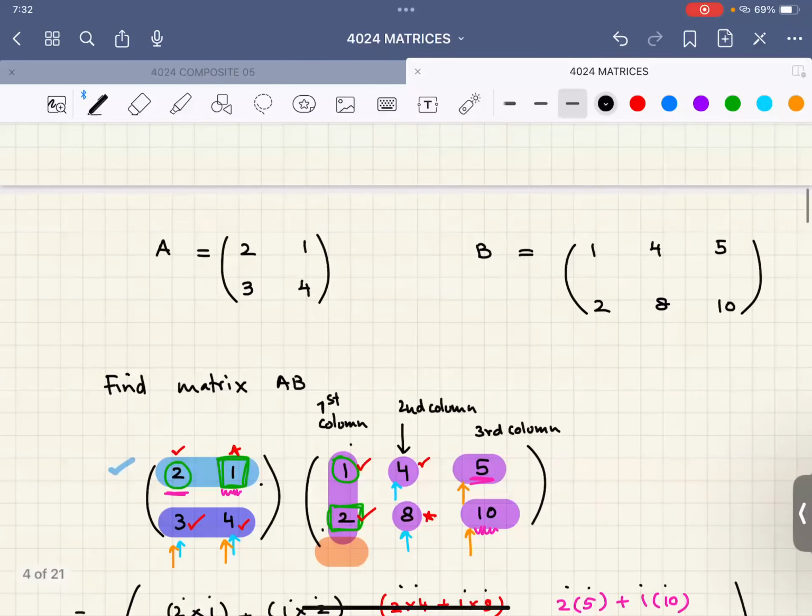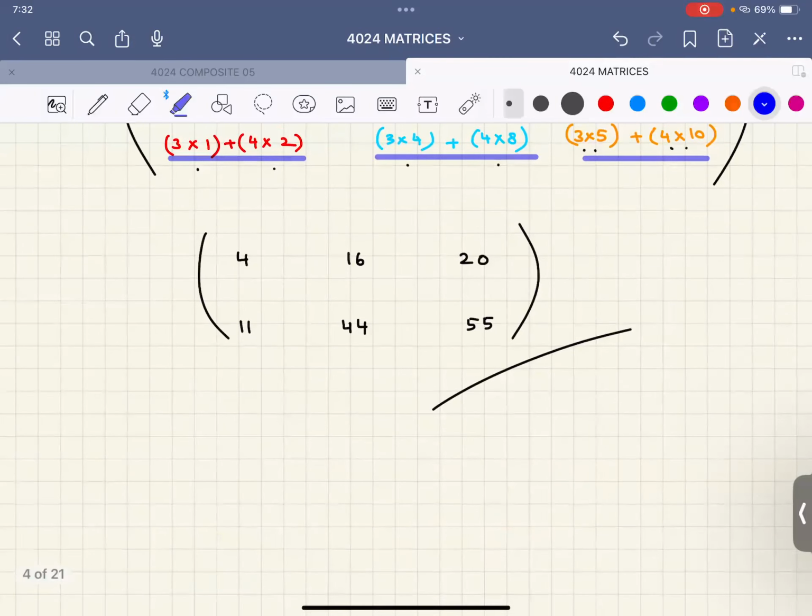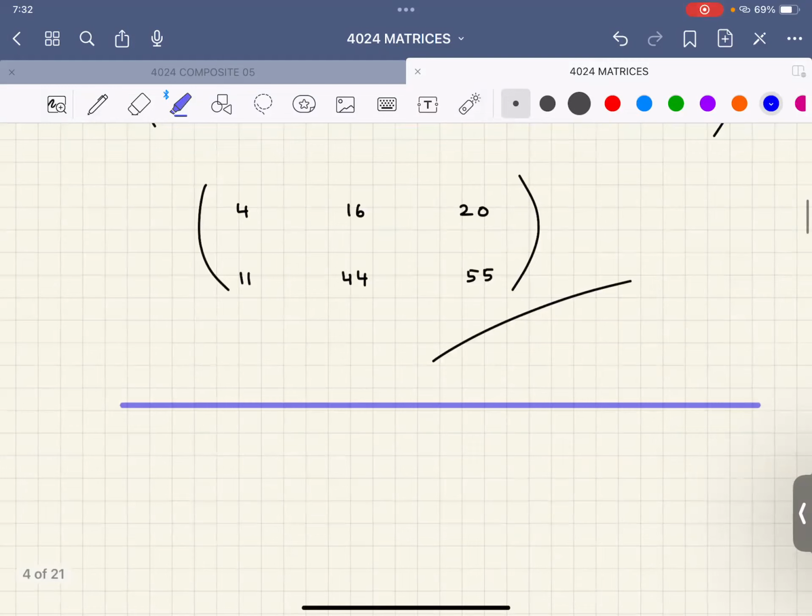That is how multiplication of matrices is done. Now, again, acknowledge on the group if this is all good, the multiplication part of matrices.